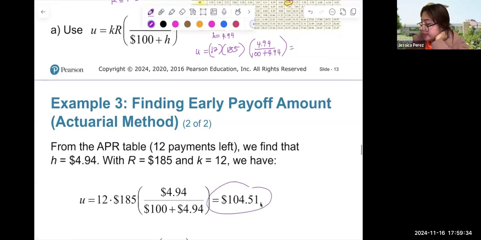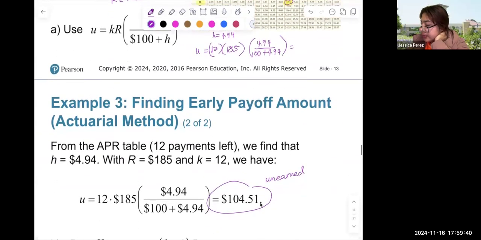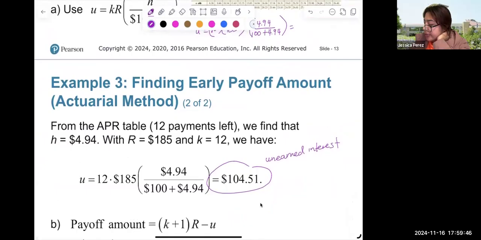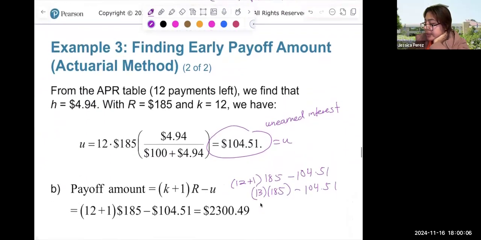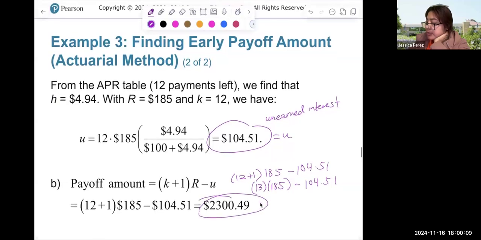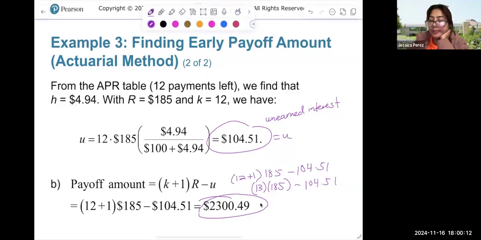This is the unearned interest. Now we still have to find the payoff. So the payoff is K plus 1, well, this is 12 plus 1, times R, which is 185, minus U. So let's punch this in. This is 13 times 185 minus 104.51, and that is the payoff amount. So the payoff amount is 2,300.49. This is the payoff amount.